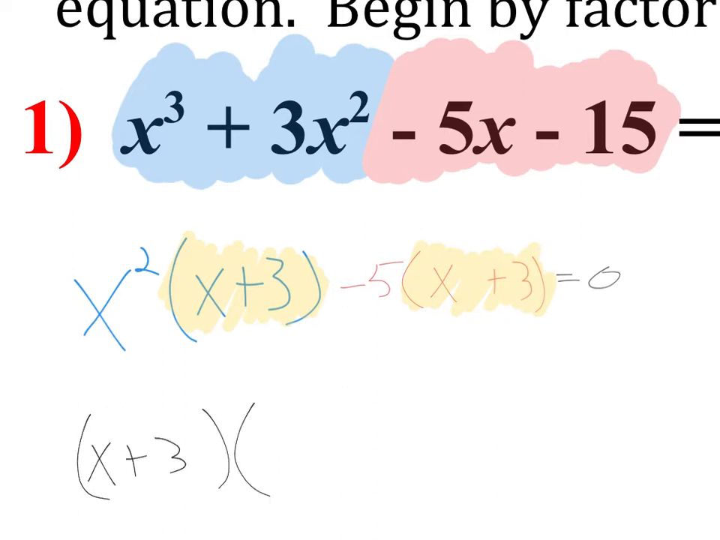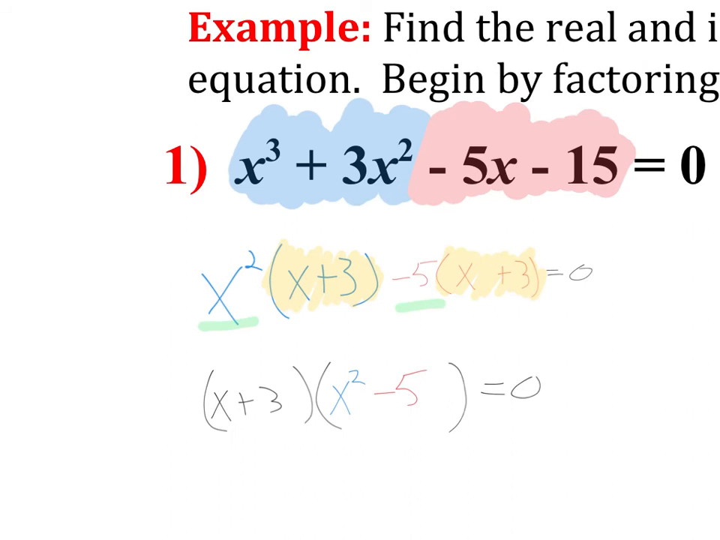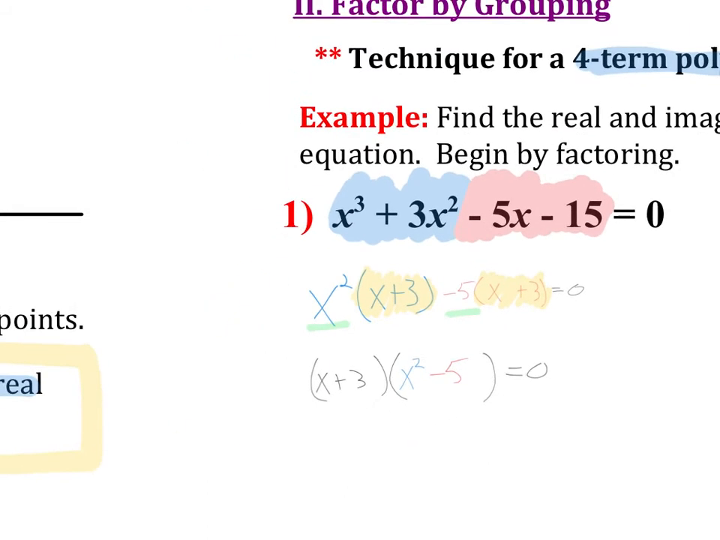Well, after I've taken out an x plus 3, the stuff that I have left over is going to be an x squared minus 5. So I'm going to be left with x squared minus 5, and all of this is equal to 0. So what I've done is I started with a 4-term polynomial, 1, 2, 3, 4. I grouped them up into 2 and 2, factored the GCF of each little duo, and by doing so, I now have 2 factors. I can solve these relatively quickly now for x.